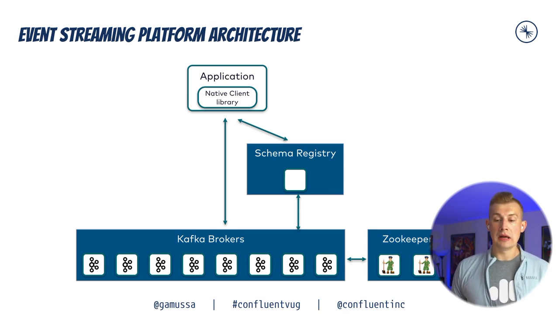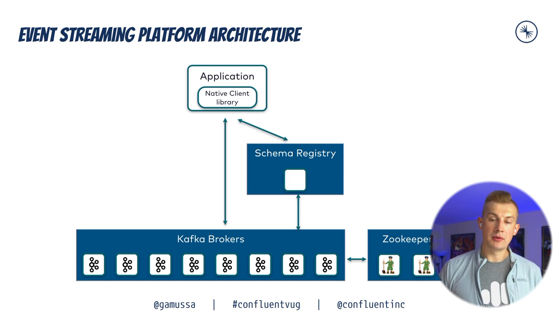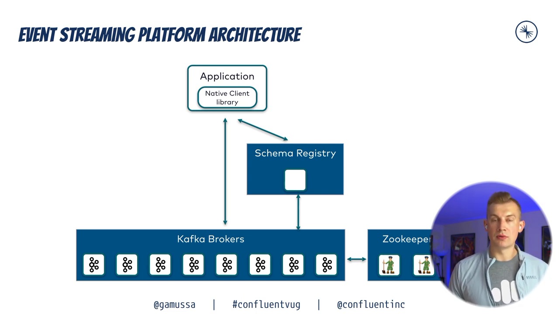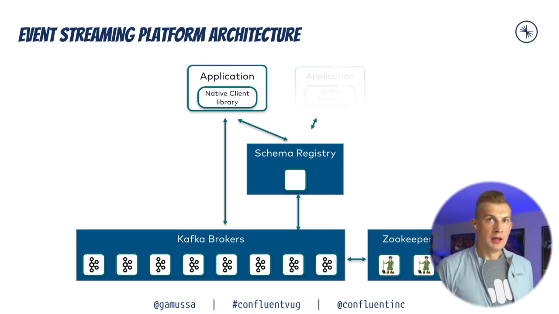So for you as a developer, this usually happens very transparently. In this case, your application will register a schema with the schema registry, because it's included as a part of an API. And after that, your application that needs to consume will use the same process to read the data, read the schema, and deserialize.